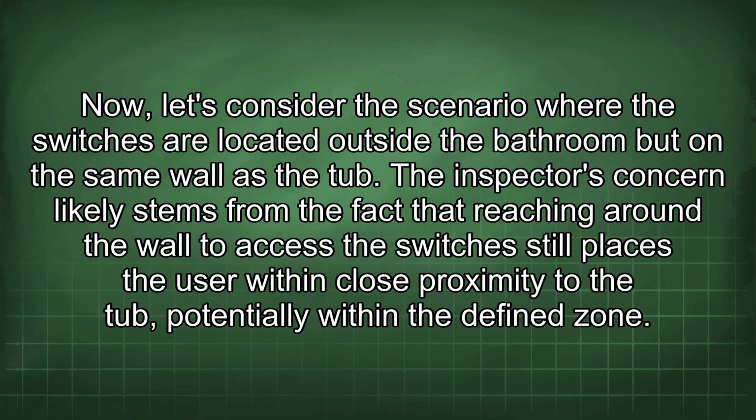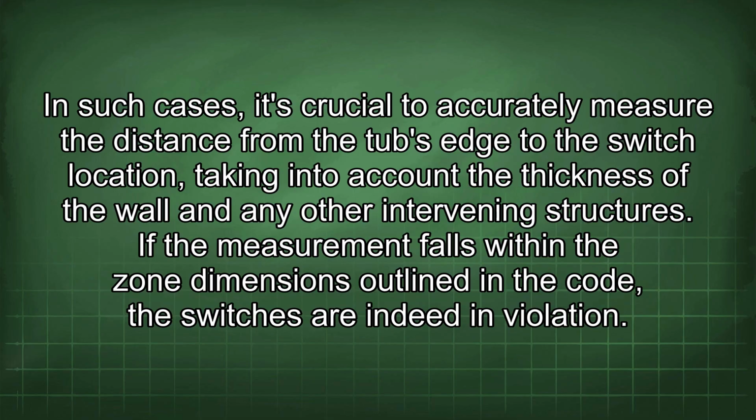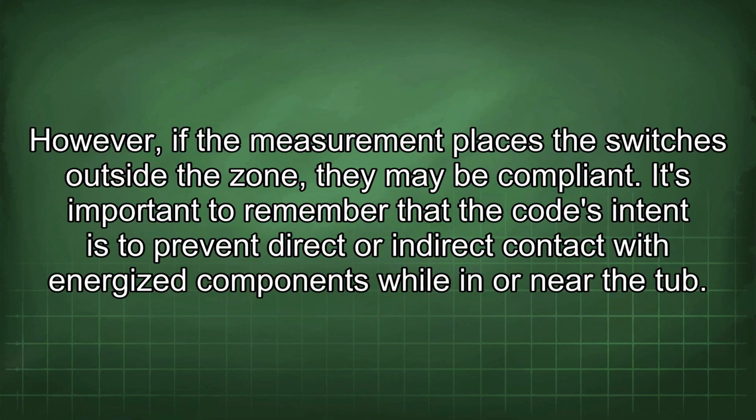Now, let's consider the scenario where the switches are located outside the bathroom but in the same wall as the tub. The inspector's concern likely stems from the fact that reaching around the wall to access the switches still places the user within close proximity to the tub, potentially within the defined zone. In such cases, it's crucial to accurately measure the distance from the tub's edge to the switch location, taking into account the thickness of the wall and any other intervening structures. If the measurement falls within the zone dimensions outlined in the code, the switches are indeed in violation. However, if the measurement places the switches outside the zone, they may be compliant.